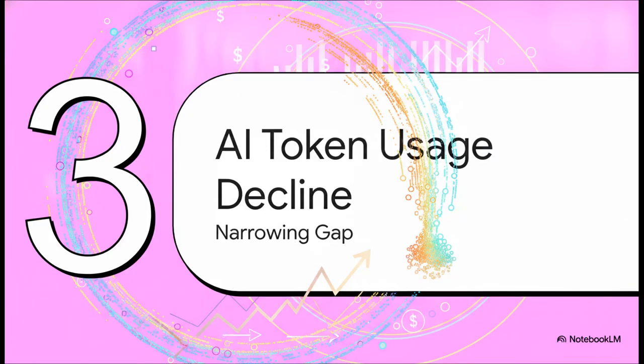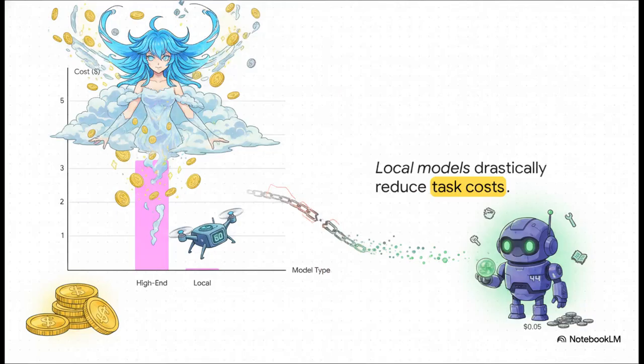This narrowing capability gap is directly impacting enterprise adoption. The cost breakdown here is striking. For complex tasks, a high-end, closed model might cost about $3.25 per task. On the flip side, local models like DeepSeek cost only 5 cents while delivering highly respectable performance. With that massive cost differential, we are seeing users migrate away from expensive APIs for their everyday standard tasks.